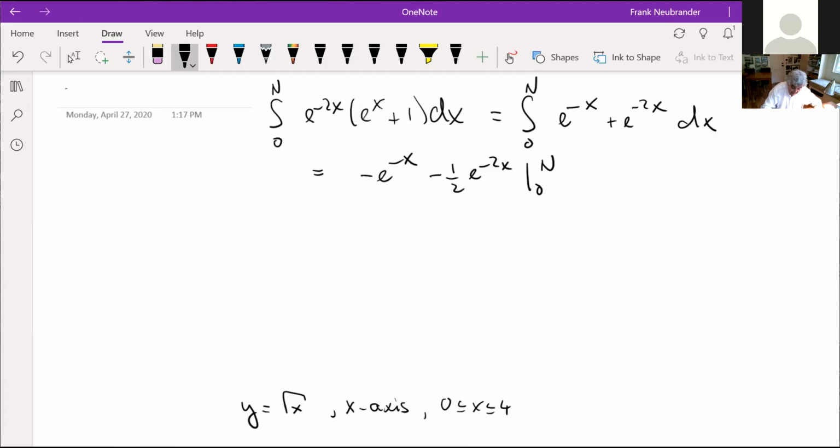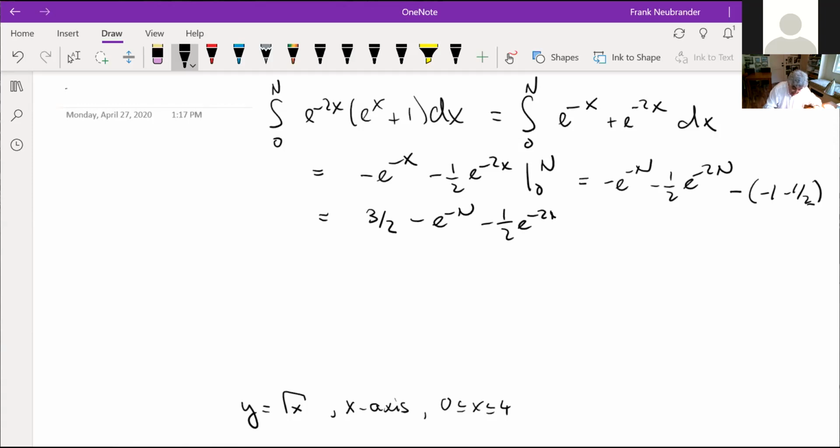And if you plug in n, you get minus e to the minus n minus 1/2 e to the minus 2n, minus, if you plug in 0, you get minus 1 minus 1/2. Now I'm almost sure I did it wrong in the solution sheet, and if you figure this out, then you get 3/2 minus e to the minus n minus 1/2 e to the minus 2n.